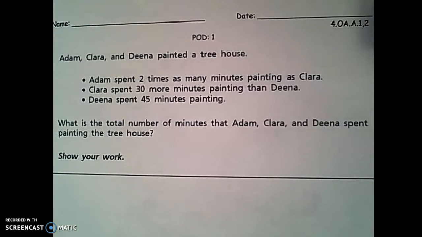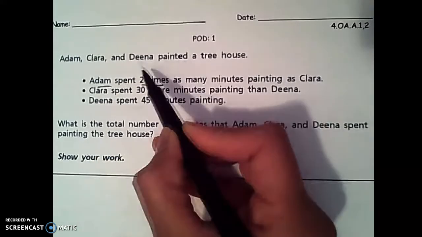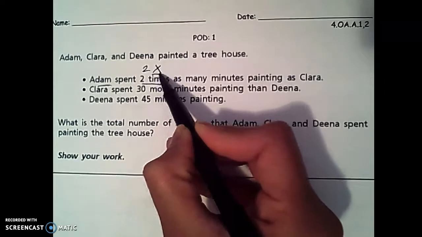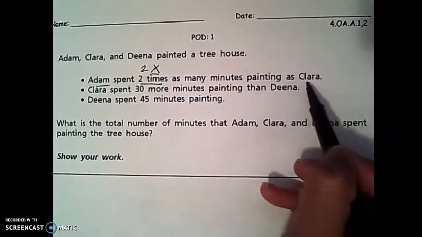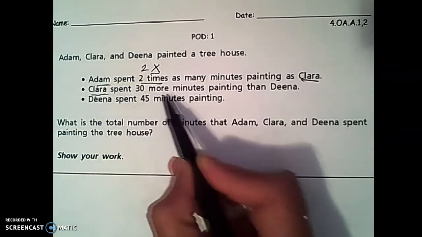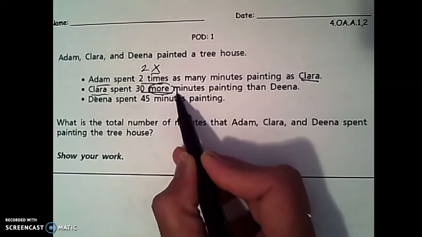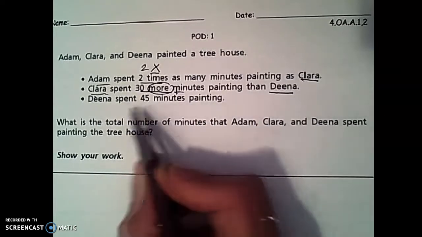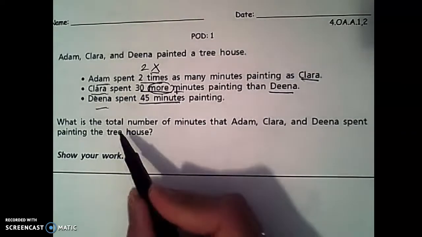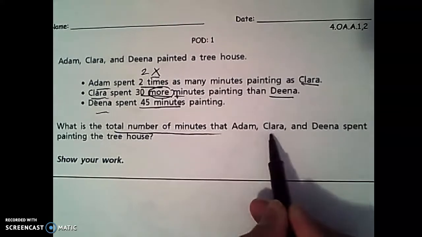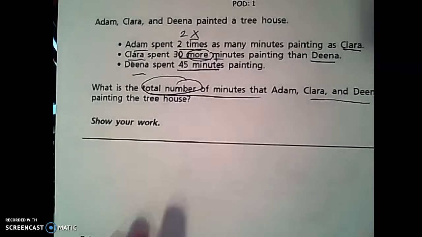So now I'm going to read it again, and this time I'm going to mark it up. So Adam spent 2 times, and "times" I know means multiplication, as many minutes as Clara, and Clara spent 30 more, and "more" I know means I'm adding, than Dina, and Dina spent 45 minutes. And then we're finding what is the total number of minutes that Adam, Clara, and Dina spent, so then we're finding the total. So let's go ahead and organize our facts down here.